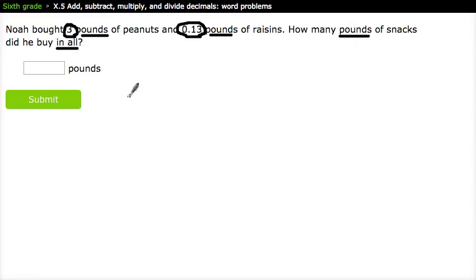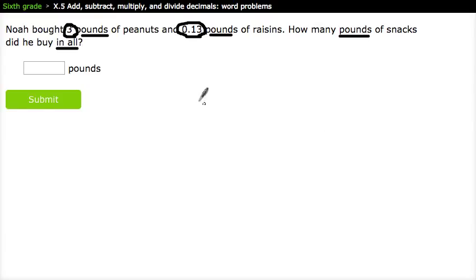The first thing I'm going to think about is just, what is my operation? Like, what do I have to do? I know that I possibly am going to add, subtract, multiply, or divide. What's the operation going on right here? The question asks, how many pounds of snacks did he buy in all? That in all tells me that I'm putting everything together. That means that I'm adding.